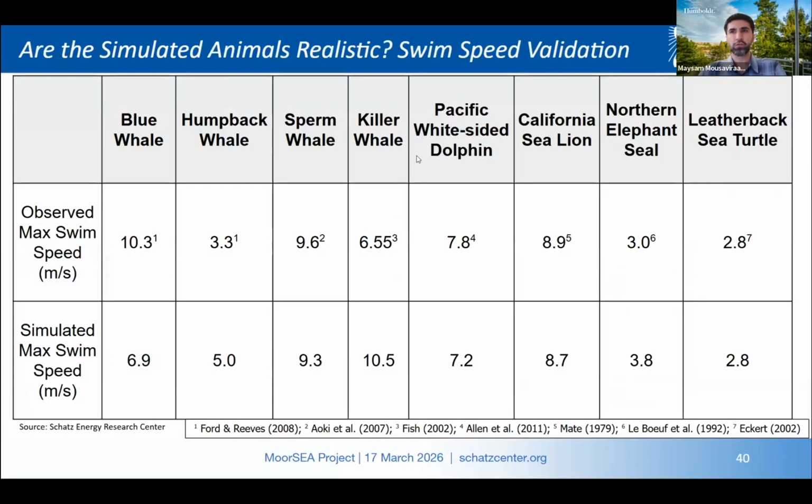To evaluate these force estimates, we used the predicted force magnitudes to simulate animal locomotion and assess whether they produced realistic swimming speeds. We then compared these simulated maximum swimming speeds with values reported in the literature. As you can see in the table, while the agreement was not exact, the simulated speeds generally fell within realistic ranges for each species. This comparison provided confidence that the animal models we are using in our simulations are not producing unreasonable forces or motions.